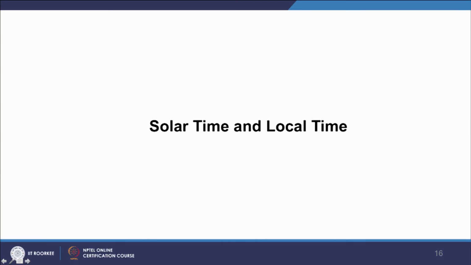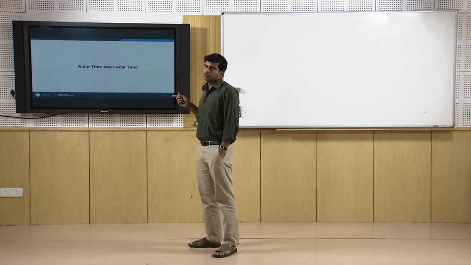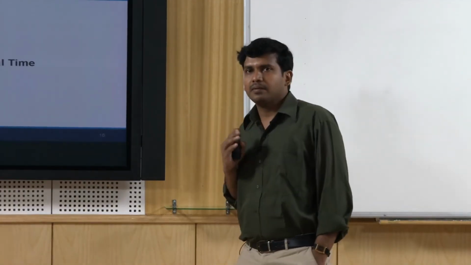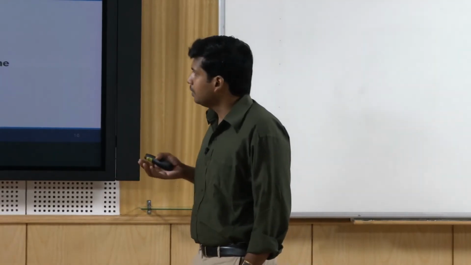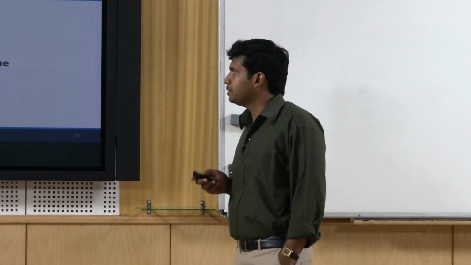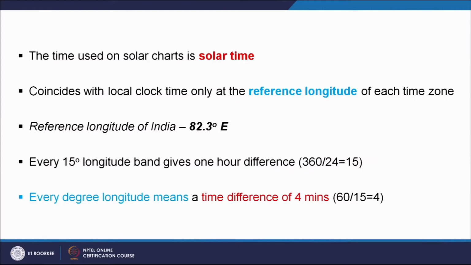So far we have been dealing with the latitude of a location and how it affects the sun's movement. Now in this section we will talk about the impact of longitude and the primary considerations which we have to give. For this, one major thing we have to understand is the difference between solar time and local time. The time used in the solar chart is a general solar time. It coincides with the local clock time only at a reference longitude for a particular time zone.